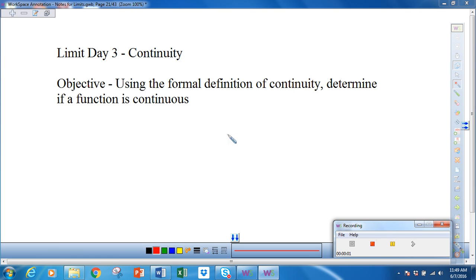Welcome to Lesson 3, Continuity. Our objective in this lesson is to use the formal definition of continuity to determine if a function is continuous.